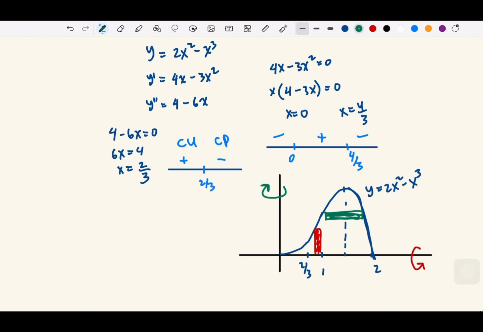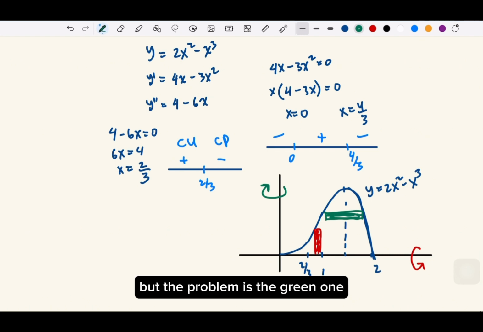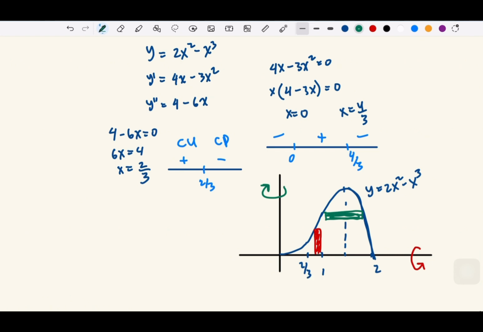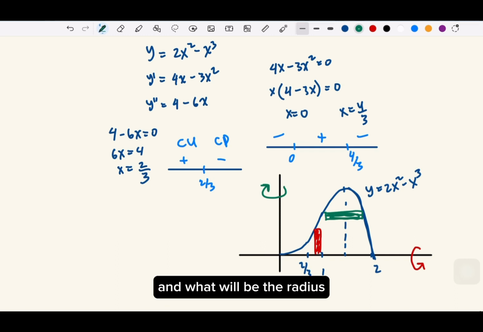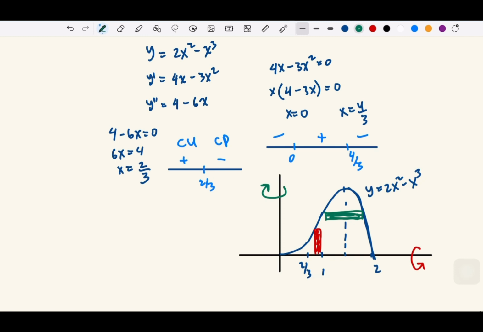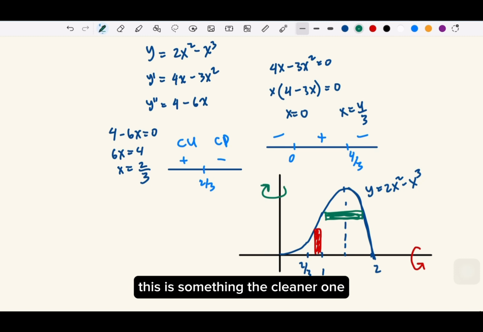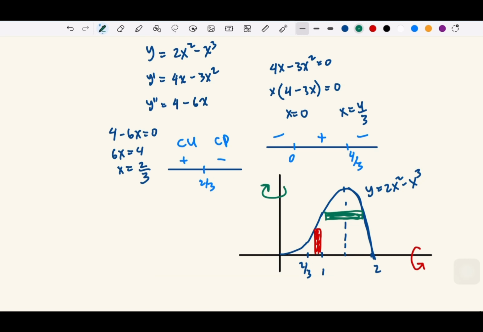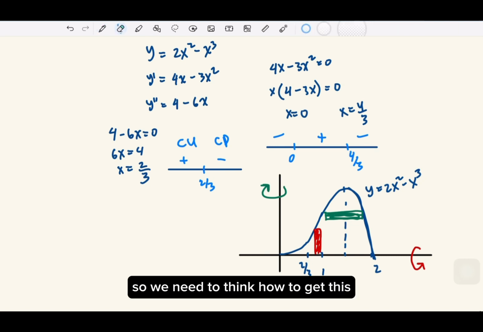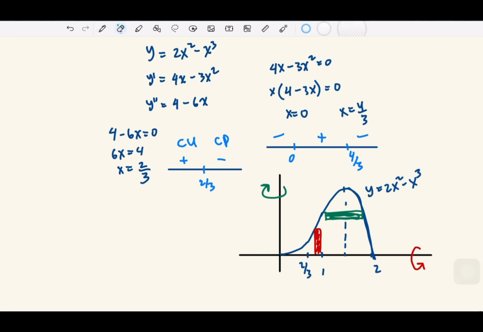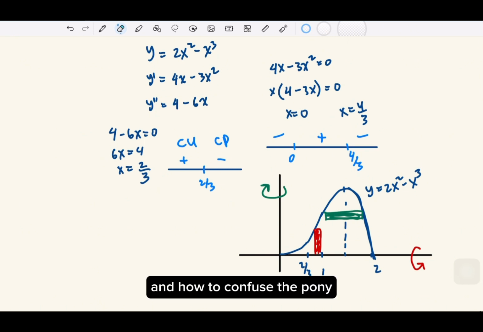Okay. Now the problem is the green one's problem. How do we make this, and what will be the radius? What will be the radius? Radius is supposed to be like the outer minus the inner one. But the radius itself is this function. The inner one is function. So it doesn't really work well, right? So we need to think how to get this and how to compute the volume.